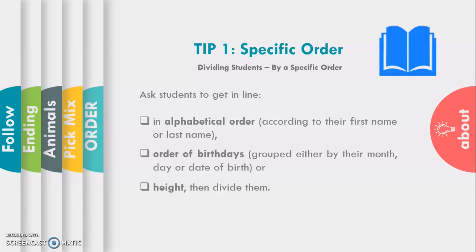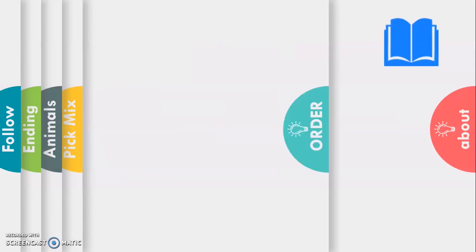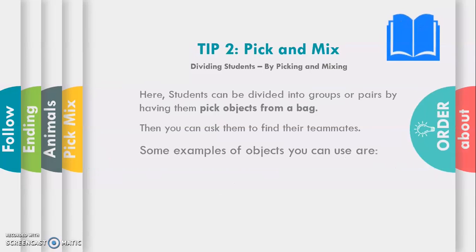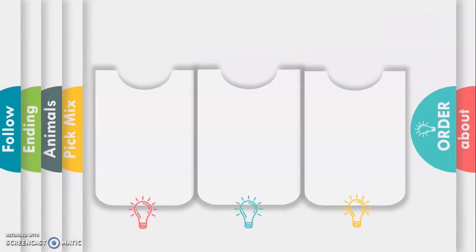And then, tip number two. Pick and mix. It's a bit of a funny one again. You divide your students by using picking and mixing. So here students can be divided into groups or pairs by having them pick objects from a given bag or a container. Then you ask them to find their teammates. I'm going to give you some examples of the objects that you can use to do this. Let's see them one by one.